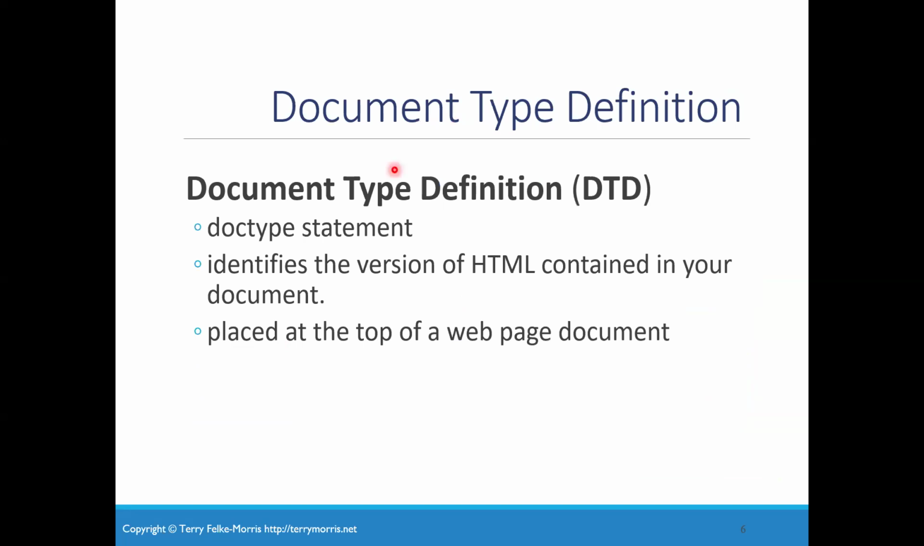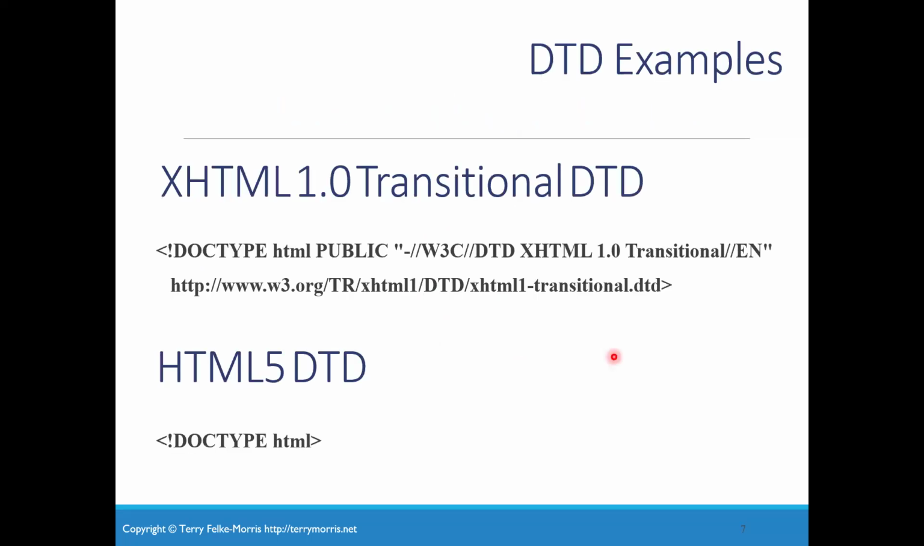We have a term called document type definition, that is DTD. Basically, a document type definition is just a doctype statement that identifies the version of HTML that is contained in a document. And usually you place it at the top of the web page. So up here is the DTD definition.